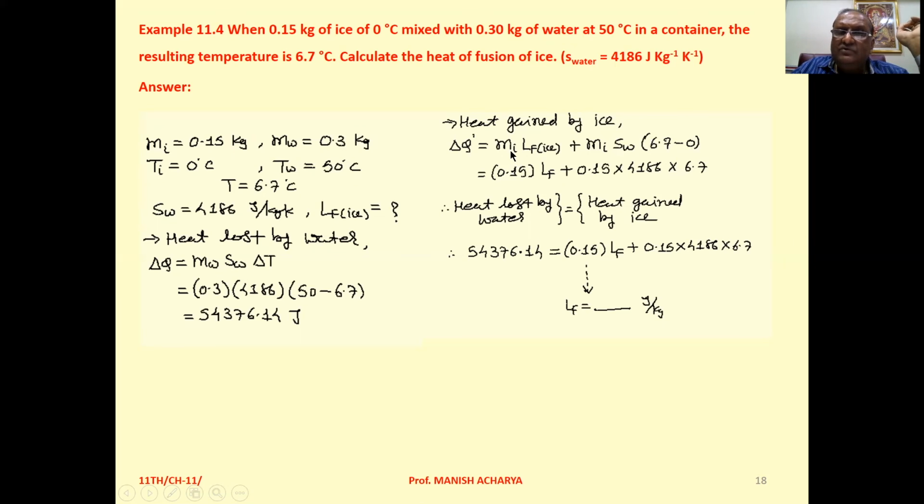Now substitute the values. So m ice 0.15 into latent heat of fusion plus mass 0.15 into s water 4186 into 6.7. But the heat lost by water is the heat gained by ice, the same thing. So we can write this 54376.14 is equal to this heat gained by ice. Okay. So by comparing these two, now you can calculate the latent heat of fusion for ice. Clear to all of you, beta?